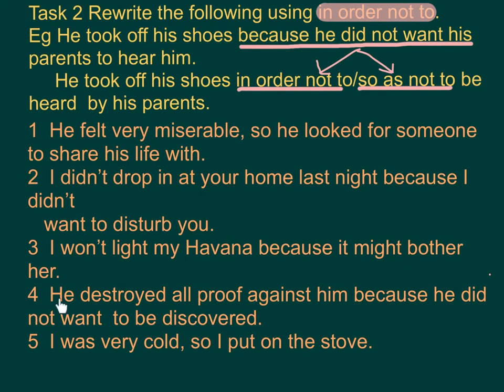Number 4. He destroyed all proof against him because he did not want to be discovered. Number 5. I was very cold, so I put on the stove. Here are the answers. Number 1. He looked for someone to share his life with so as not to feel very miserable. Number 2. I didn't drop in at your home last night so as not to disturb you. Number 3. I won't light my Havana so as not to bother her. Number 4. He destroyed all proof against him so as not to be discovered. Number 5. I put on the stove so as not to feel cold.